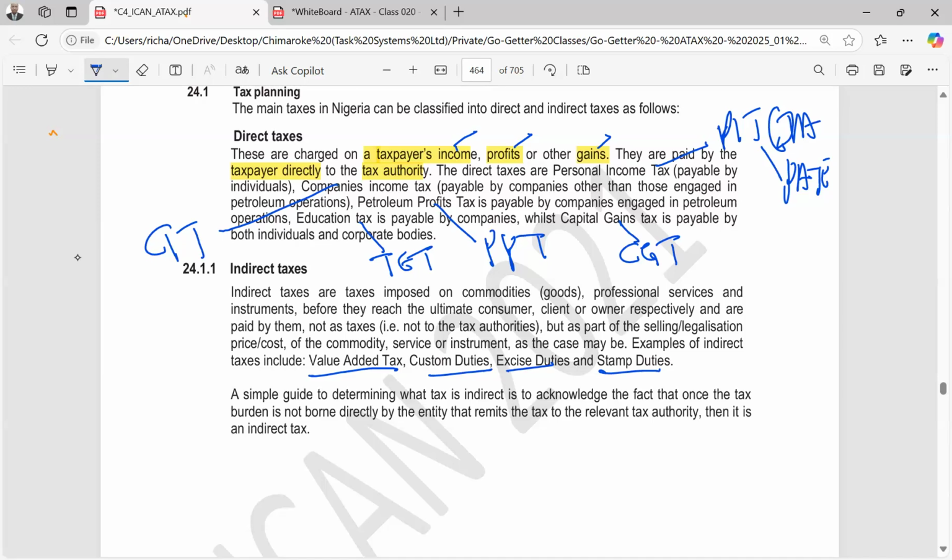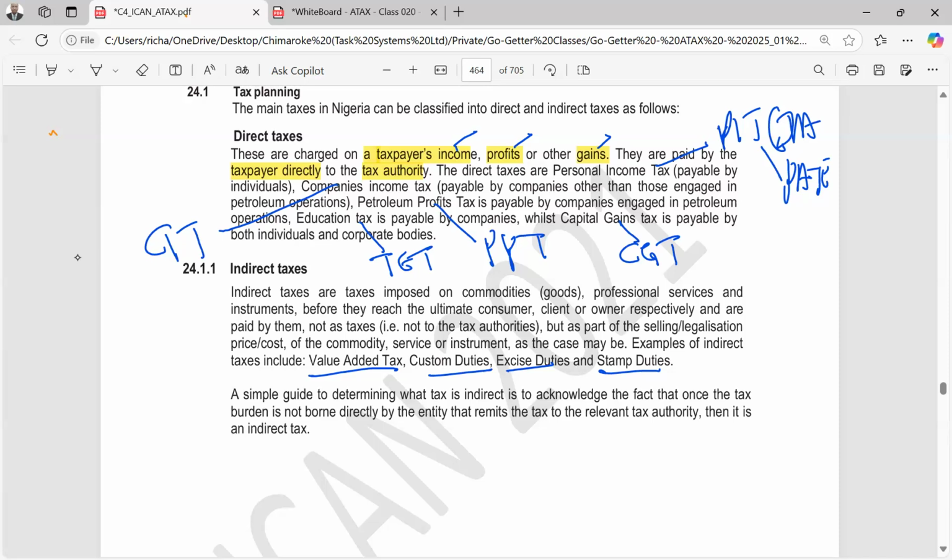So you see here that these are indirect. Now, why is it indirect? You are not paying to the tax authority. You are paying to the seller or the vendor that is dealing with you. And the vendor will be the one to remit the tax on your behalf.